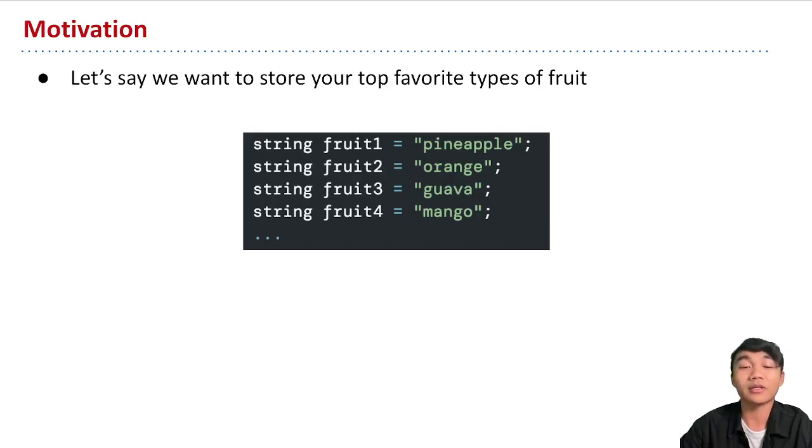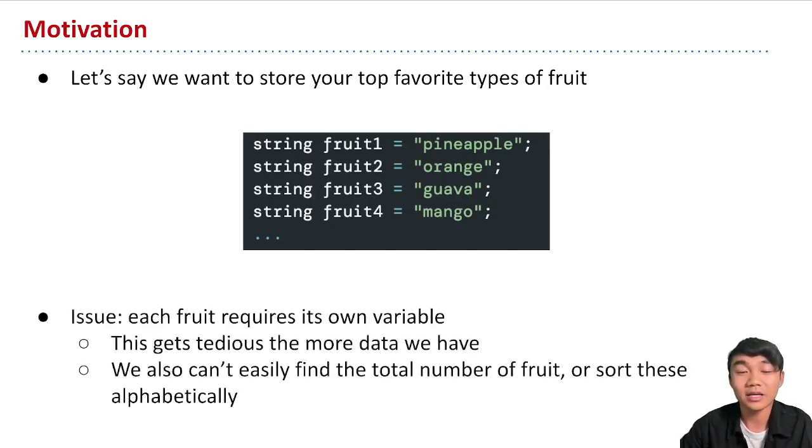And I could keep going on like this and define a new variable every time I want to add a fruit to my list. But if you can't already tell, this can get kind of tedious because every time I want to add a fruit to my list of favorite fruit, I would have to make a new string variable. And the more fruit that we have in our list, the easier it is to mess up, or it gets more difficult to keep track of.